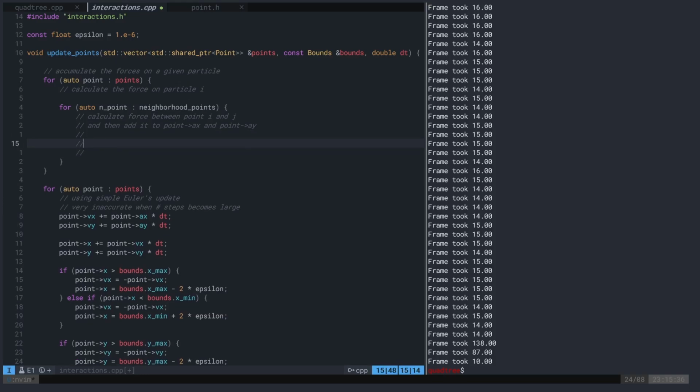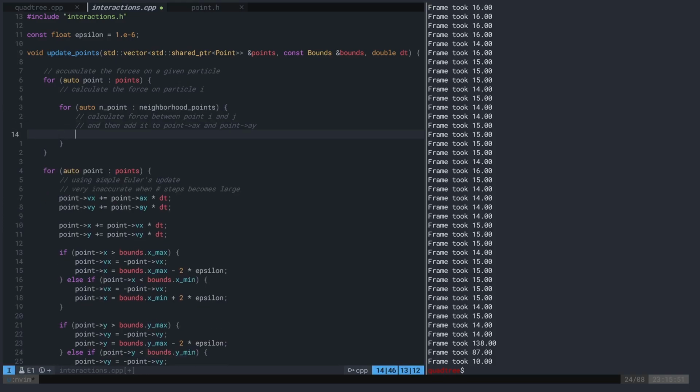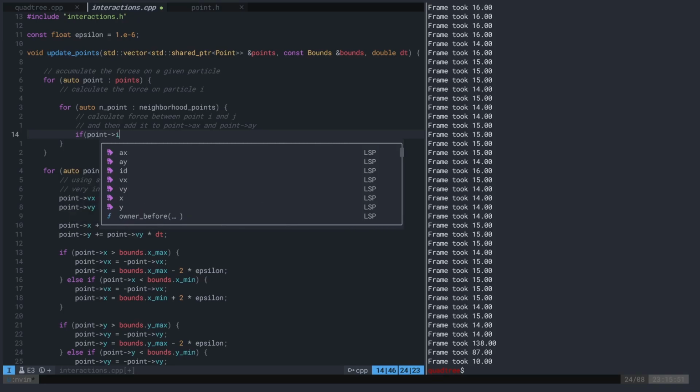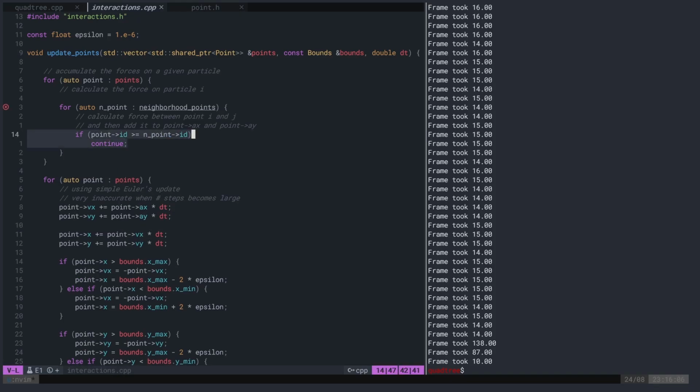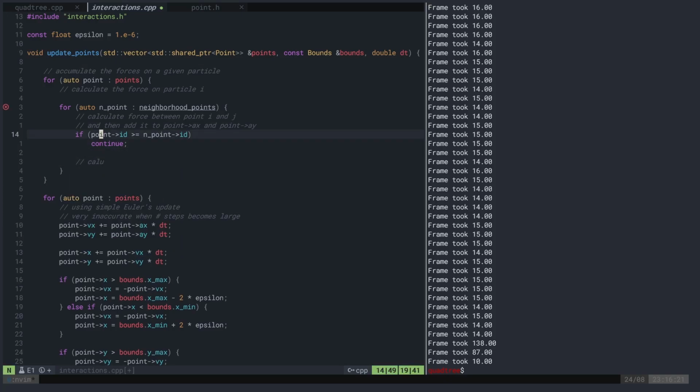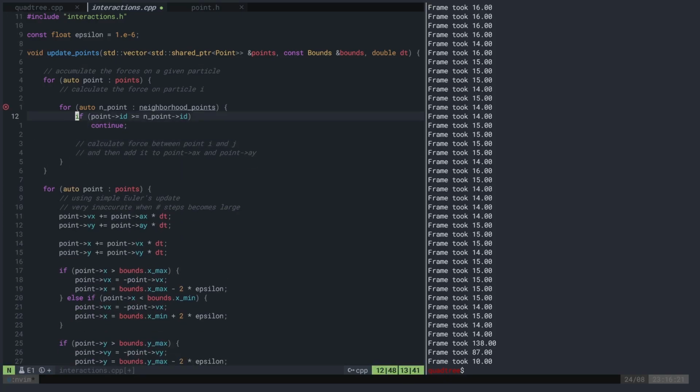But now we only need to make sure that if the ID of the point is greater or equal to the ID of the neighborhood point, like so, then we continue. What this is saying is that, let's say this is point 0 and neighborhood is point 1. So since 0 is less than 1, we're completely fine. We need to calculate the force. Then we calculate the force, like so. Let me just move this down.